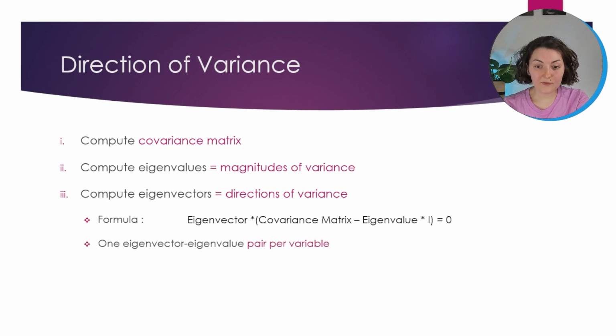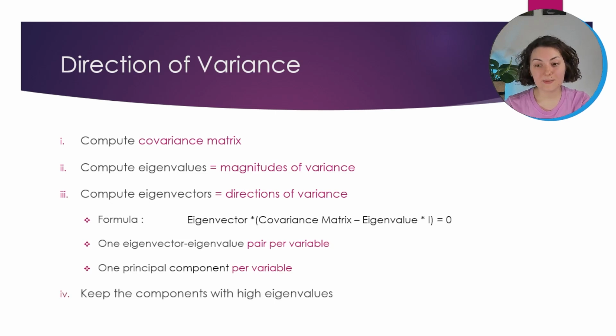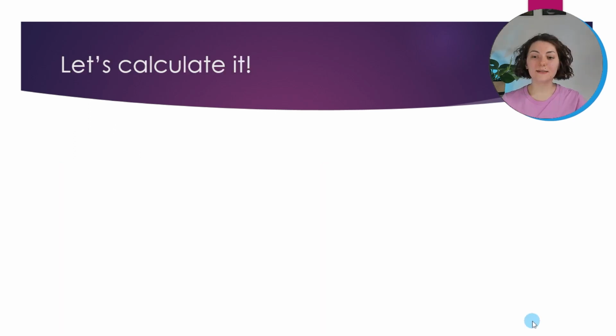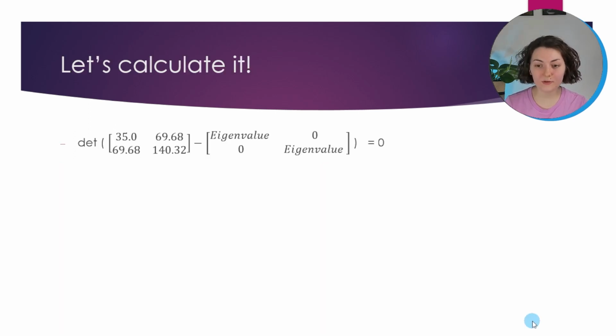Please be aware that for each variable there is an eigenvector-eigenvalue pair. In other words, there is one principal component to be created per variable. However, only the ones explaining large variations are kept in the analysis. Let's calculate the eigenvalues and eigenvectors of our data. The formula shows that we have a square covariance matrix since we have two variables.